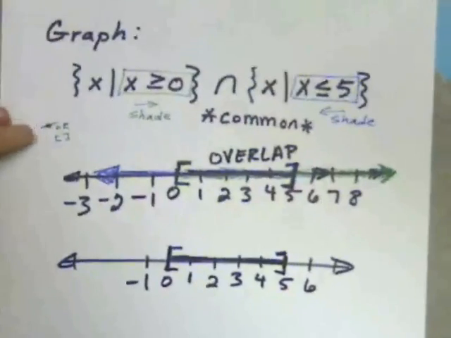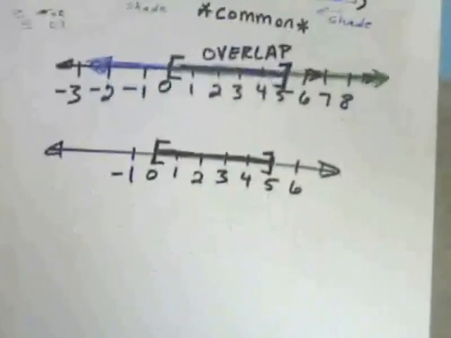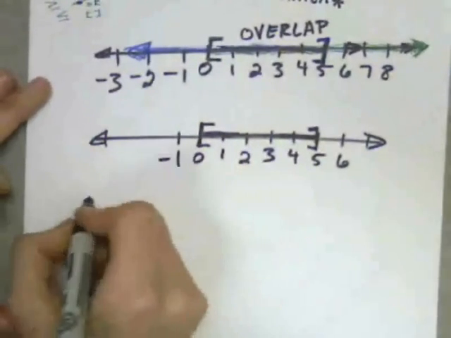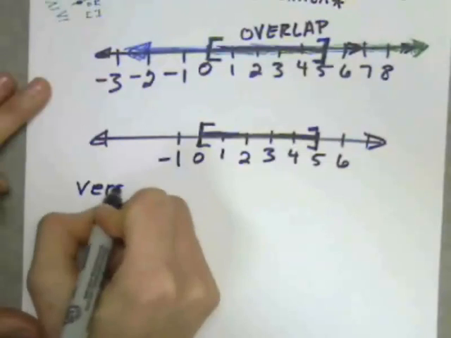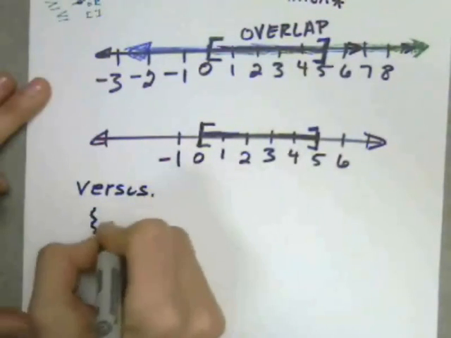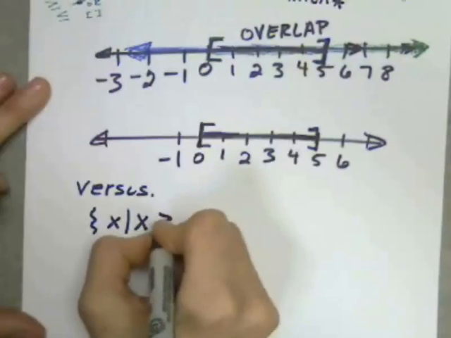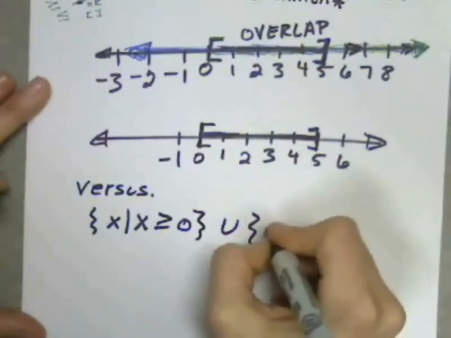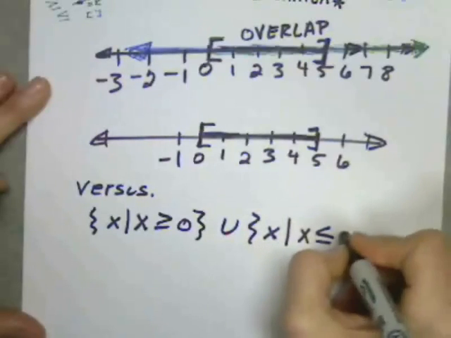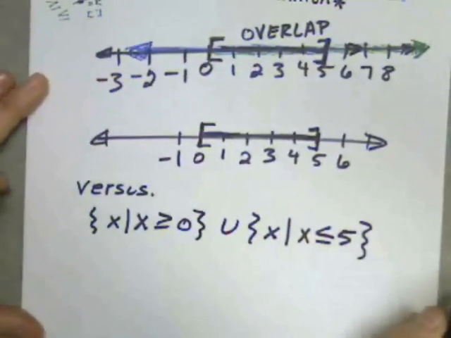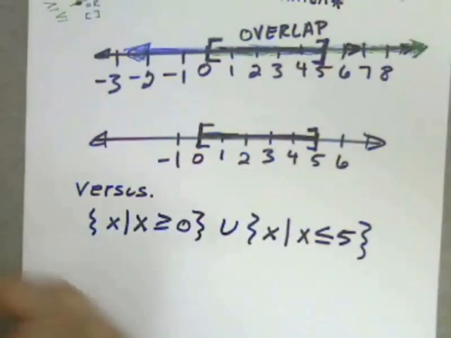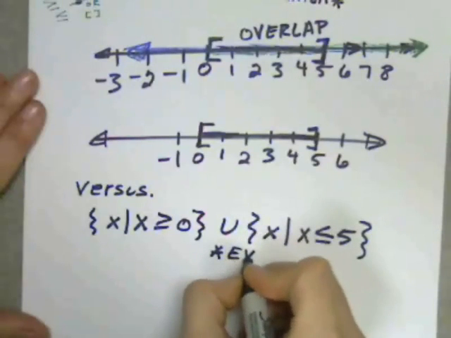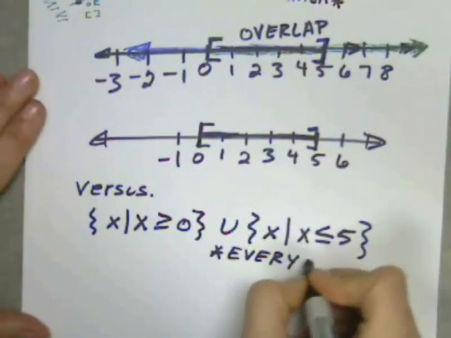Let's modify this problem only slightly and see what the difference would be. So I'm going to keep the same problem versus x such that x is greater than or equal to 0 union x such that x is less than or equal to 5. So same problem, but a different symbol here. This one's the union. So in this one, I keep everything. You put everything in the basket, remember?